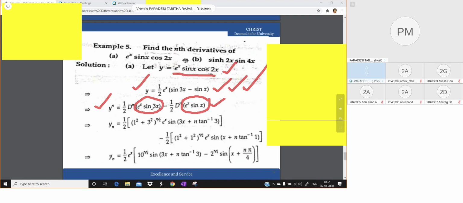Okay. So now you apply your formula. Square root of 1 square plus 3 square will come here, and square root of 1 square plus 1 square will come, whole power n, exponential function as it is. So e power x as it is. And then we have sine of 3x plus n tan inverse b by a, and b by a is 3 by 1 in this case. So this term seems to be completely right.